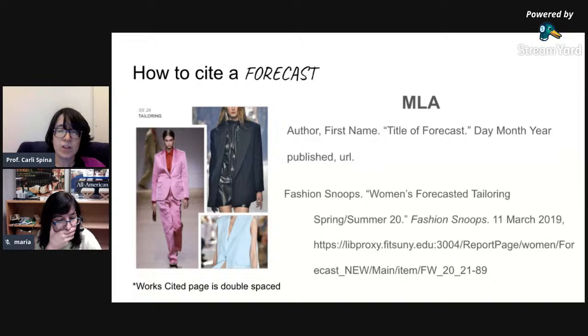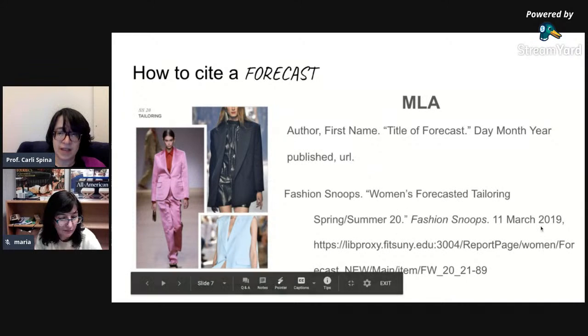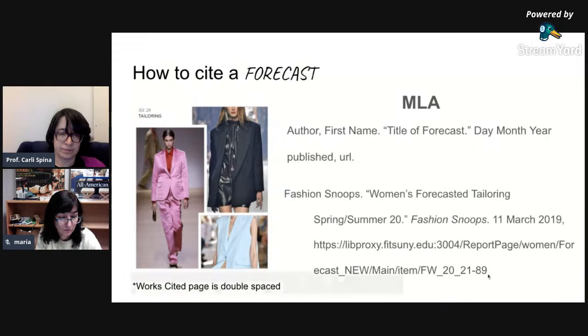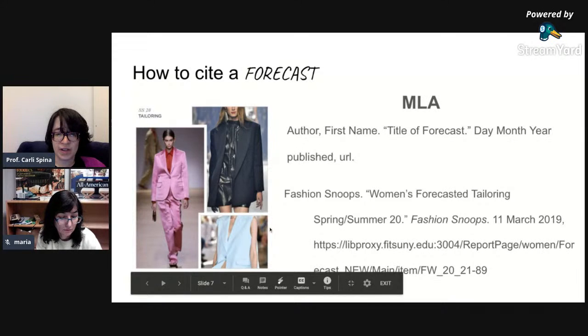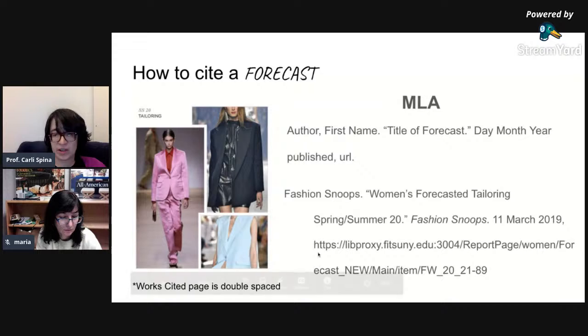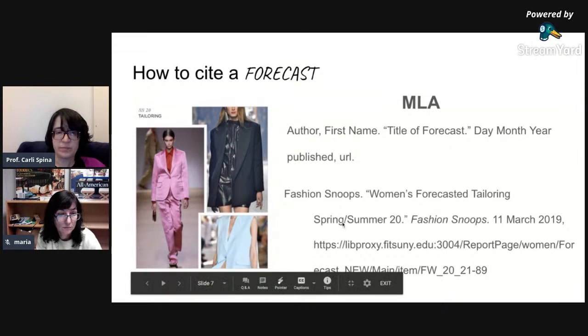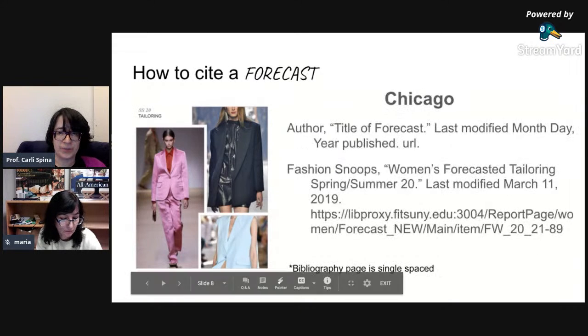That's another indication that they prioritize name more and don't think that date is as important in the MLA style. So you can see that Fashion Snoops is again the author. Then we've got the name of the report. Then we've got where it was published, the date, and then with the MLA system, you do put in the URL. And this is on the works cited, and you'll see that again, it's double spaced, and everything after the first line is indented.